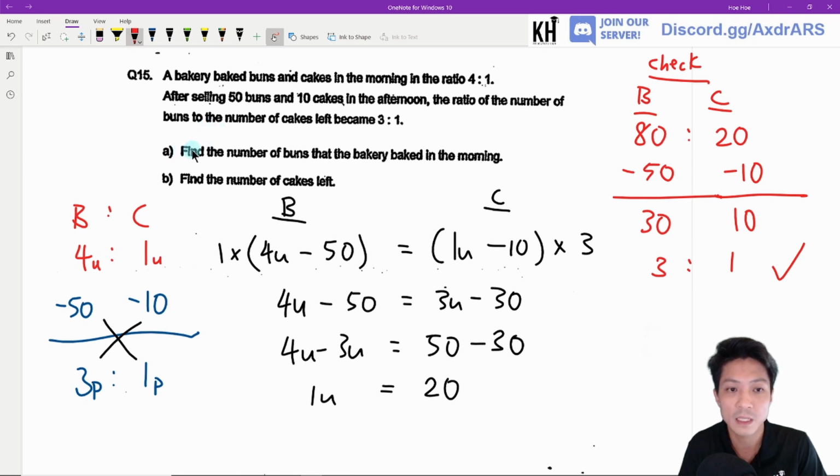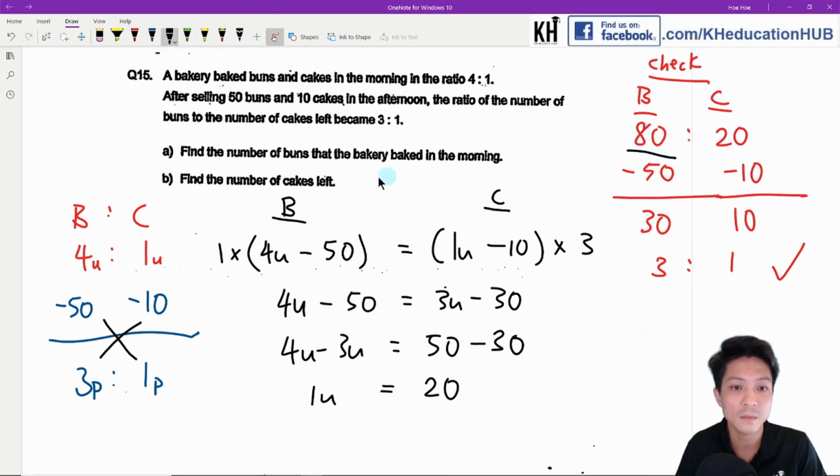For part A, find the number of buns that the bakery baked in the morning. That will be 80. And for part B, find the number of cakes left. It will be 10.